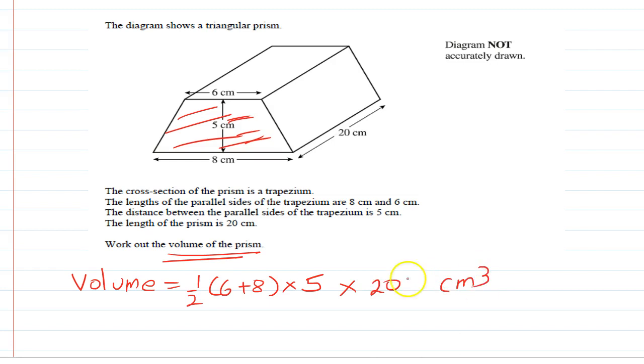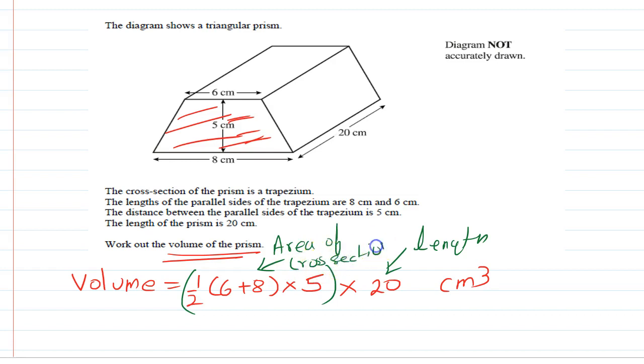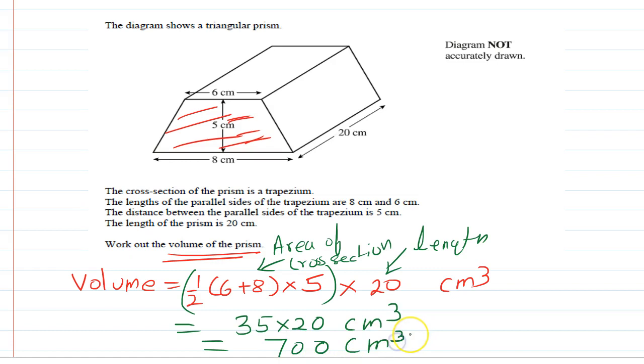So this will be centimeter cube. This is length, and this whole thing is area of cross section. Yeah. So 6 plus 8 is 14. 14 divided by 2 is 7. 7 times 5 is 35, times 20 centimeter cube. If you multiply, it will be 700 centimeter cube.